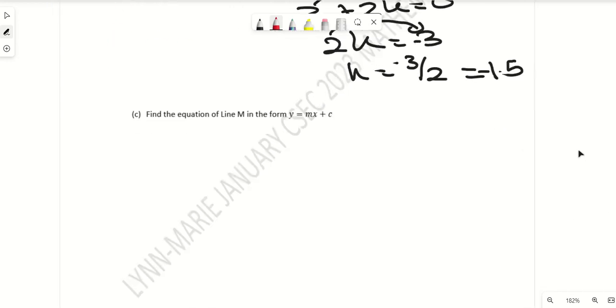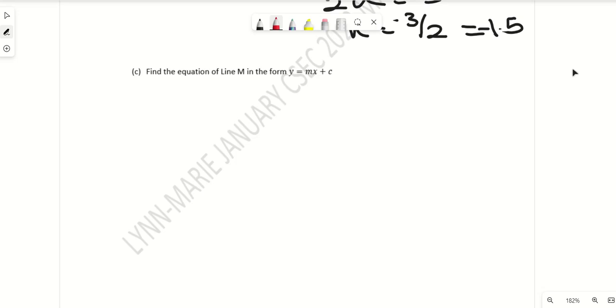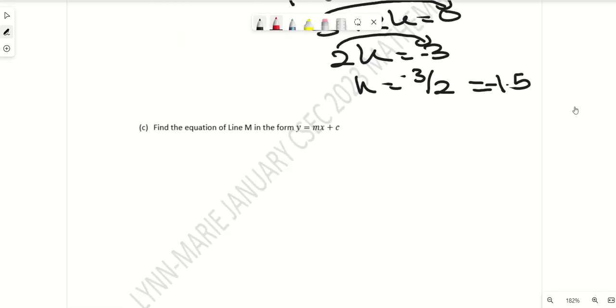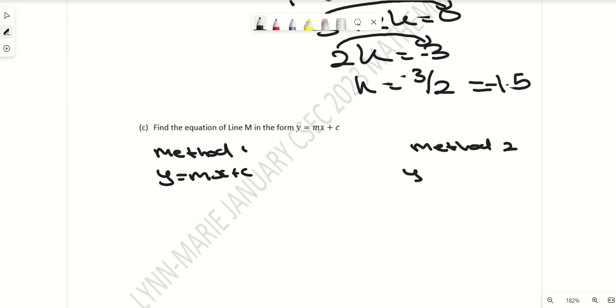Right? Now they said find the equation of line M in the form y is equals to mx plus c. Now there are two methods to do this. There's method 1, which is you use y is equals to mx plus c, right? And then there's method 2, where y minus y1 in brackets is equal to m by x minus x1. Right? And for both of them, you'll have to make y the subject, right?